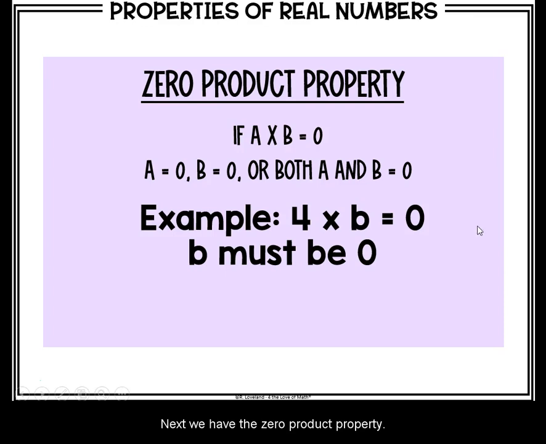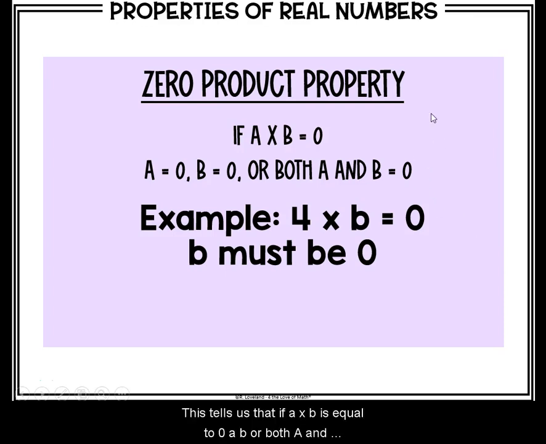Next we have the zero product property. This tells us that if a times b is equal to 0, a, b, or both a and b must be equal to 0. So if we have 4 times an unknown value equals 0, that unknown value must be 0.